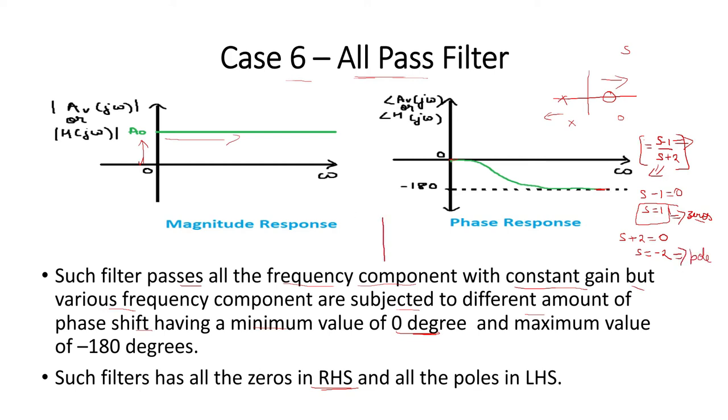And now if you plot this, s equal to 1 will be here, since it's a 0, so we are making a circle, and s equal to minus 2 is a pole, so it is plotted here. As you can see, the zeros are in the right half and the pole is in the left half. So this is the characteristic of an all pass filter. You will understand this pole zero concept in control systems.